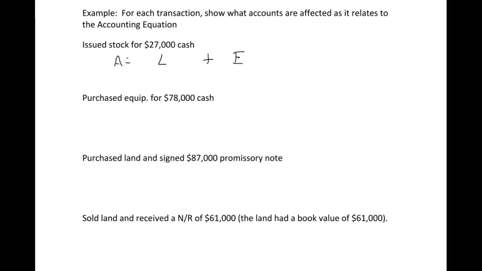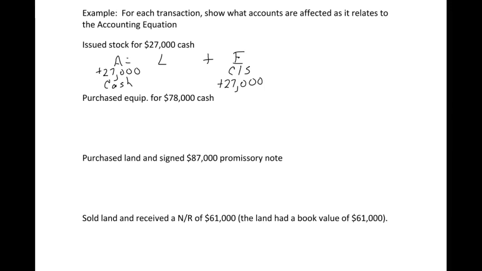We're receiving cash, so assets are going up by 27,000 in the form of cash. The flip side of that is we issued stock. We'll call this common stock, assuming it was common stock, and that also went up by $27,000. You can see our assets increased by 27 and our equity increased by 27, so the accounting equation still holds. Let's look at the next one.